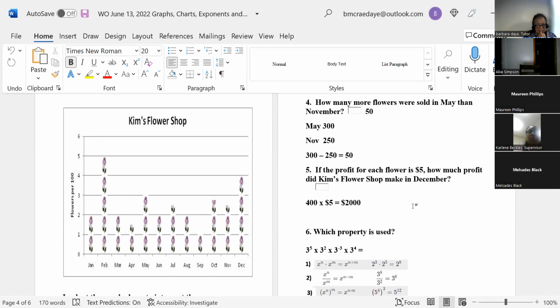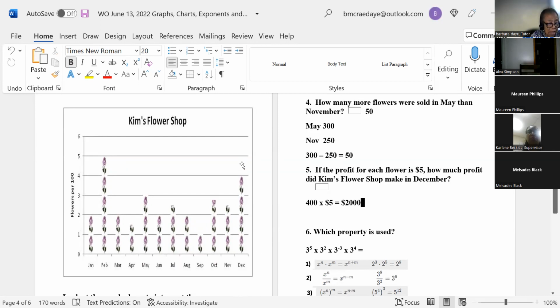Oh Lord, I didn't expect that. I don't know why I put 5. I just can't comprehend why I put 5. What was I thinking? Profit for one flower times the number of flowers will give you the total profit. That's what I missed, the total profit. How much profit did Kim's Flower Shop make in December?